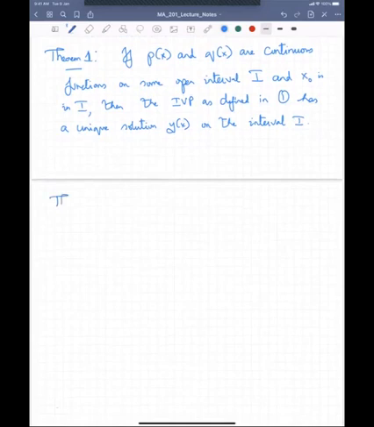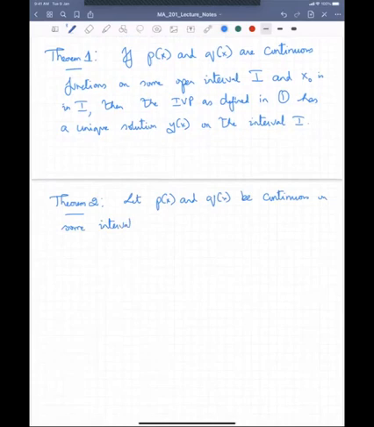So this is stated as a theorem in your book. So I'll follow the same terminology, even though this is not how I learned it, but that's fine. So what is this theorem? The theorem says that let p of x and q of x be continuous on some interval. Interval means some distance in x. So x between say a and b, whatever it is.